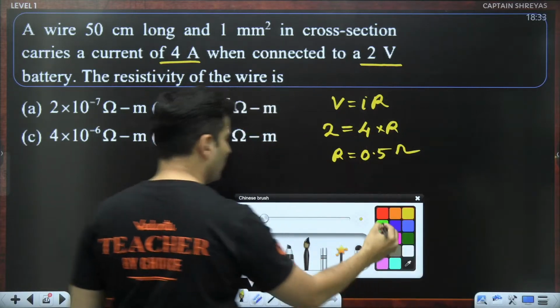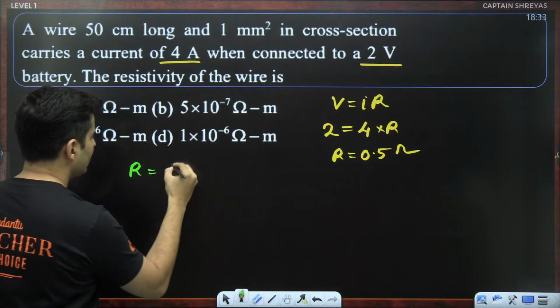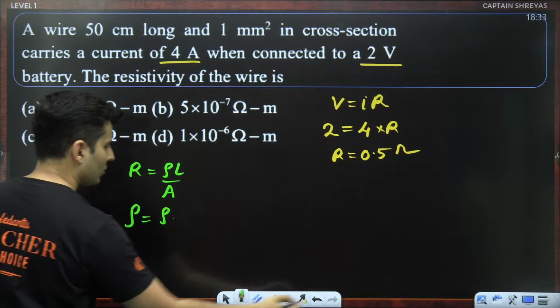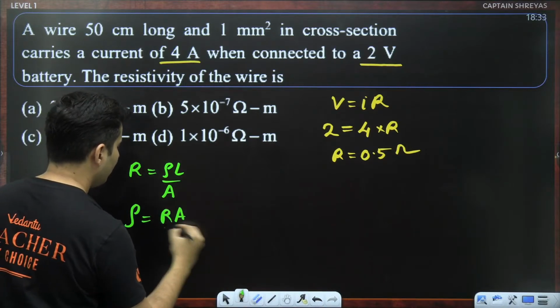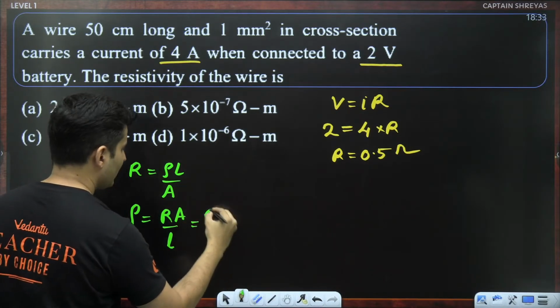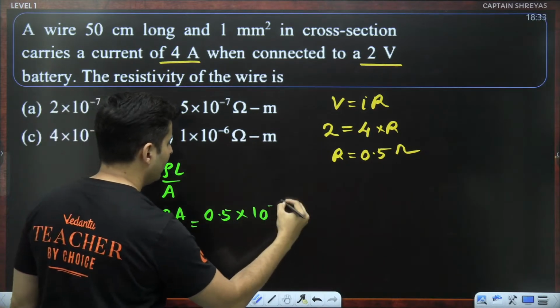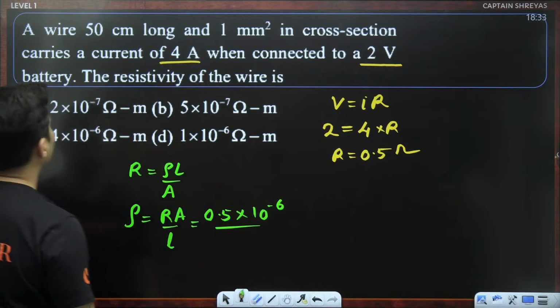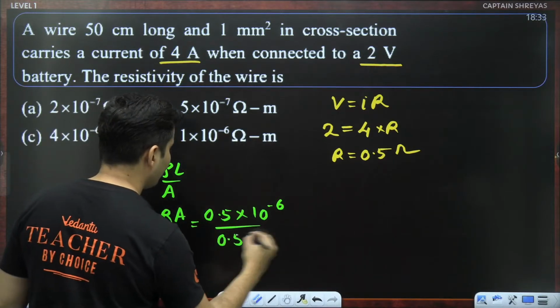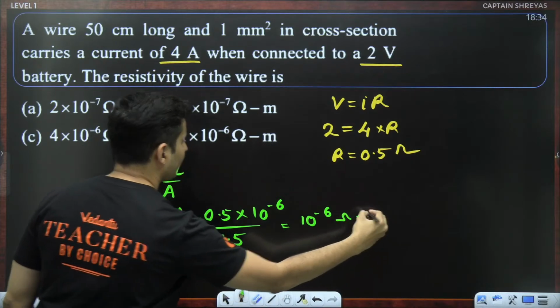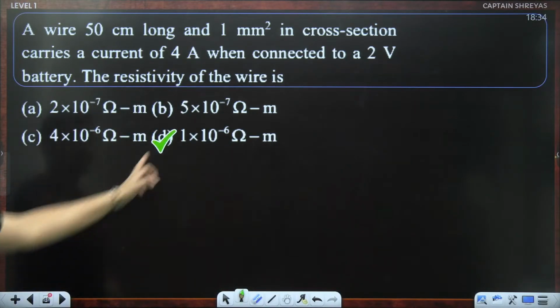So now let's go to our main formula. Resistance is rho L by A. So rho is equal to RA divided by L. Resistance is 0.5, area is 1 millimeter square, so 10 to the power minus 6, by length. Length is basically 0.5. So that will be 10 to the power minus 6 ohm meter.